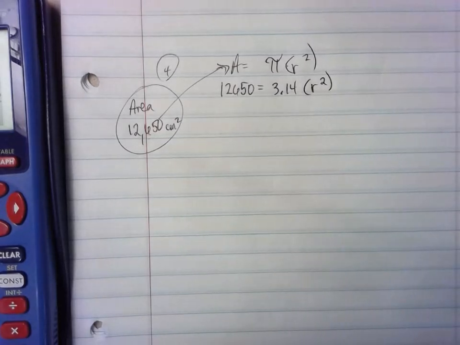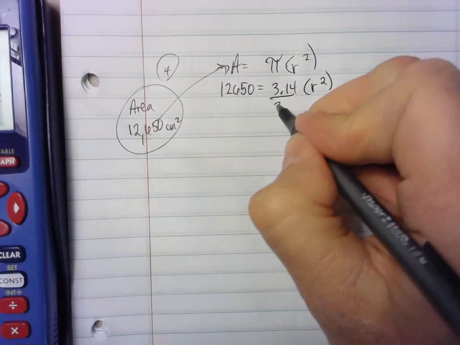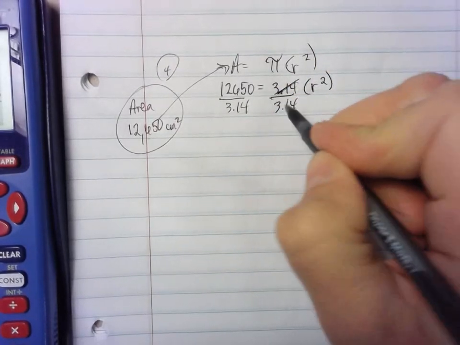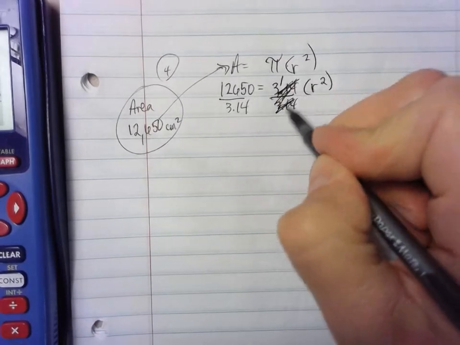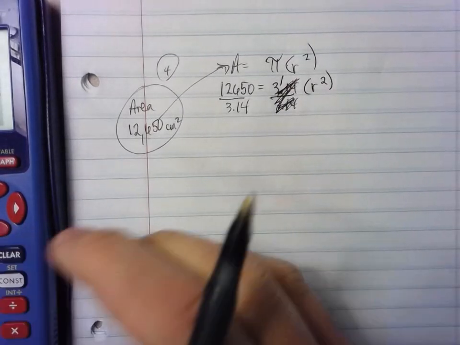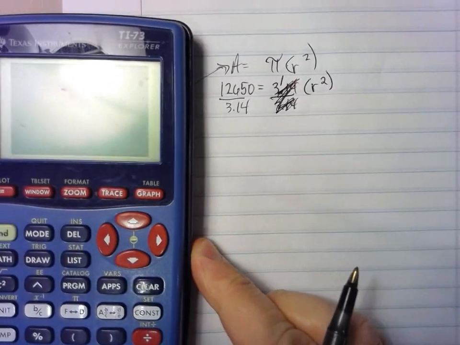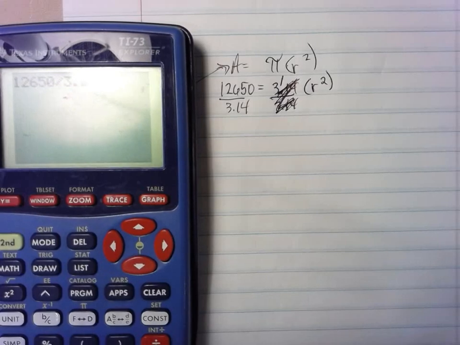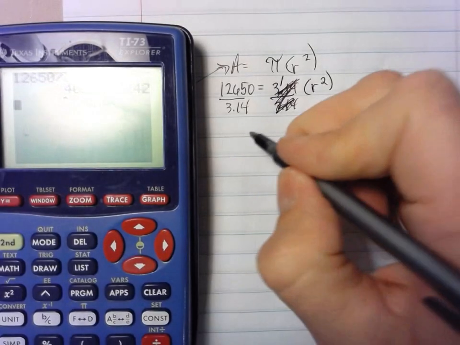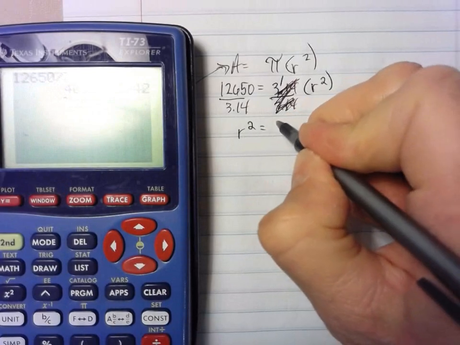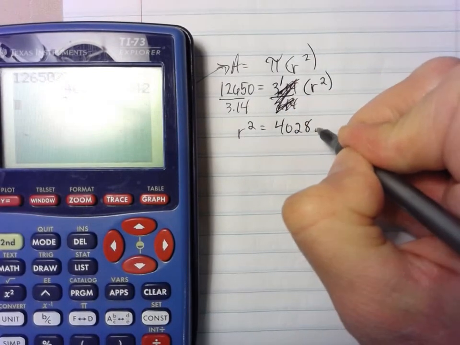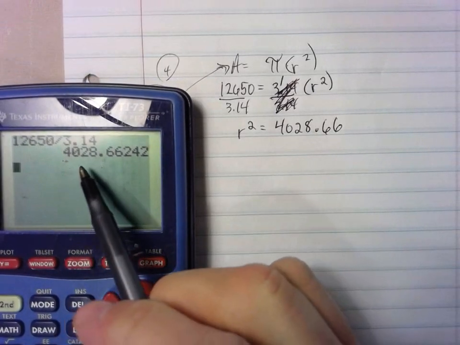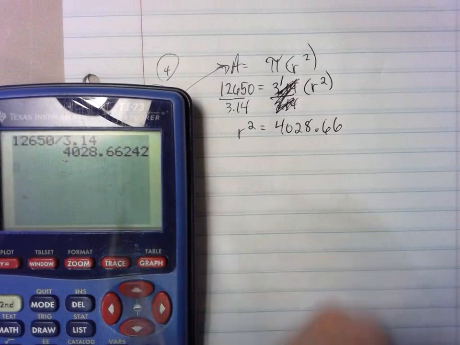What's step 1? Divide by pi. So I divide by pi there, and I divide by pi there. Those pi's cancel out and equal to 1, so they just cancel each other out. Go pull out the calculator over here and do 12,650 divided by 3.14, which is pi. That means that the radius squared is 4,028.66. 4,028 and 66 hundredths. Don't have to round it up.